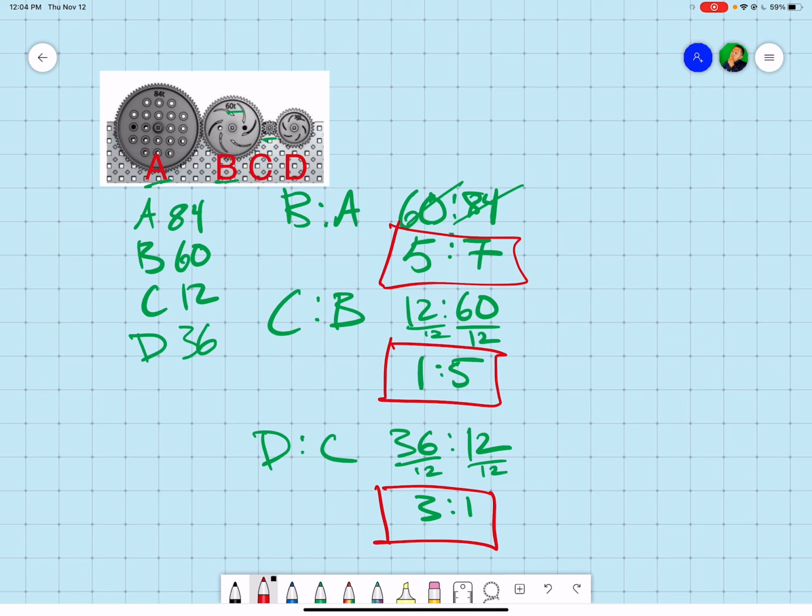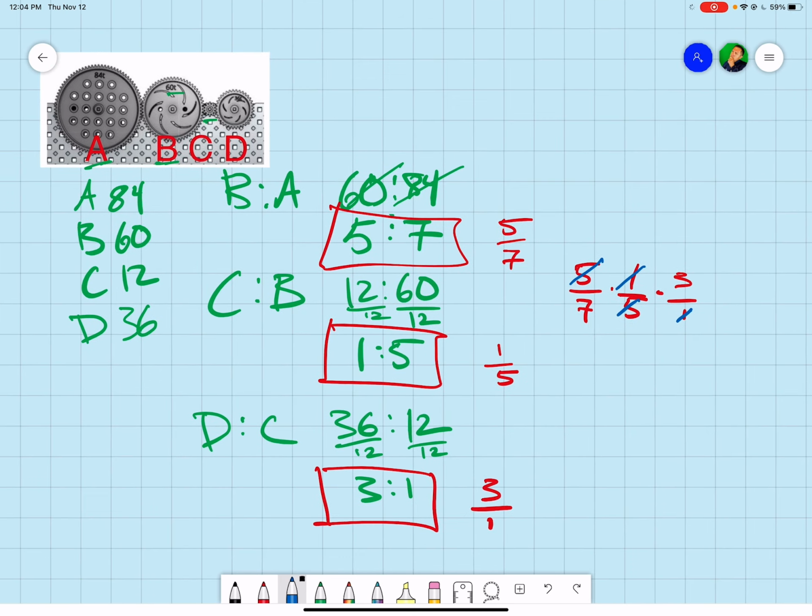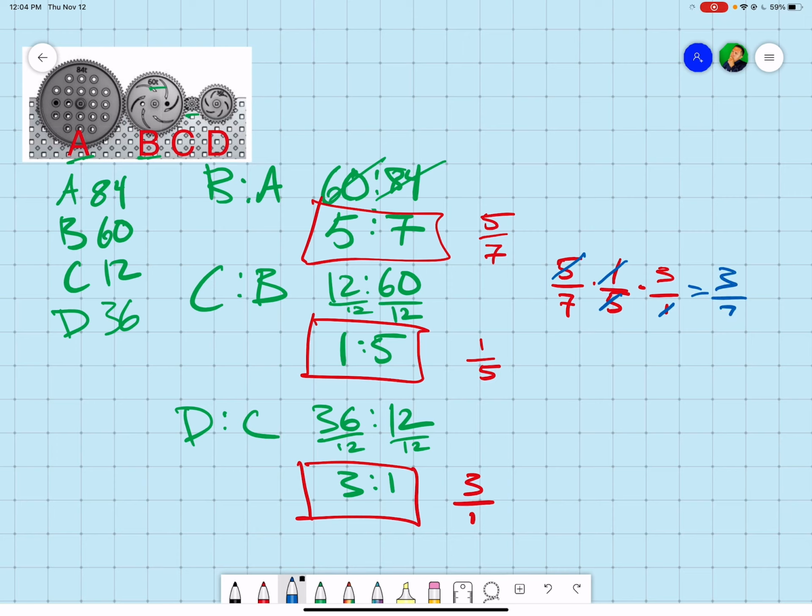Now, the next thing it's going to ask is for us to turn them into fractions and multiply them all out. So this is really going to be 5 over 7, this is really going to be 1 over 5, and this is really going to be 3 over 1. So I can multiply these all out: 5 over 7 times 1 over 5 times 3 over 1. We can cancel stuff out here. We got a 5 on top and on bottom, they cancel out. We got a 1 on top and on bottom, we can cancel those out. So I end up with only a 3 over 7 as my gear ratio. That would be my answer, as well as putting it in ratio form of 3 to 7 for D to A.